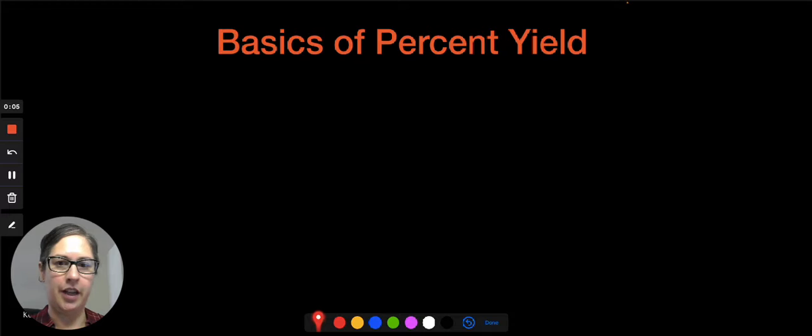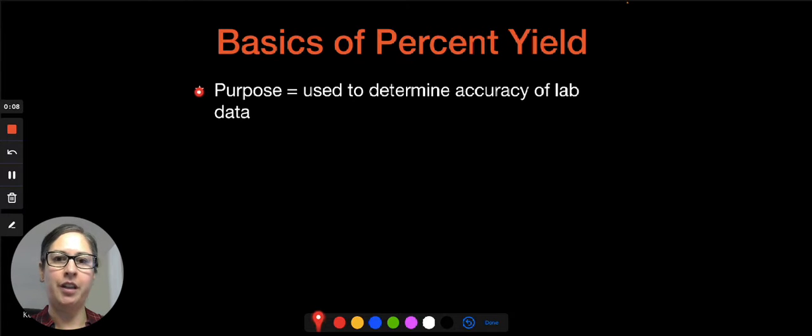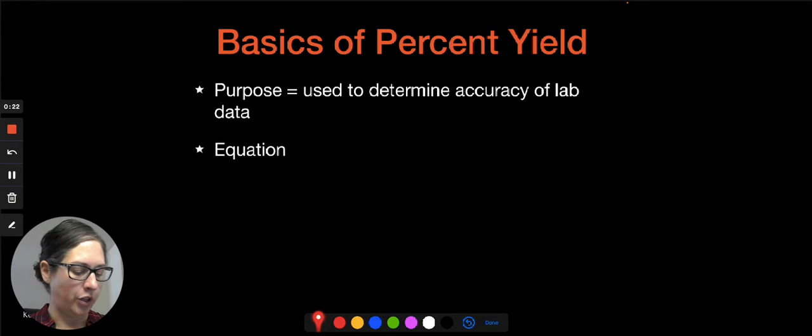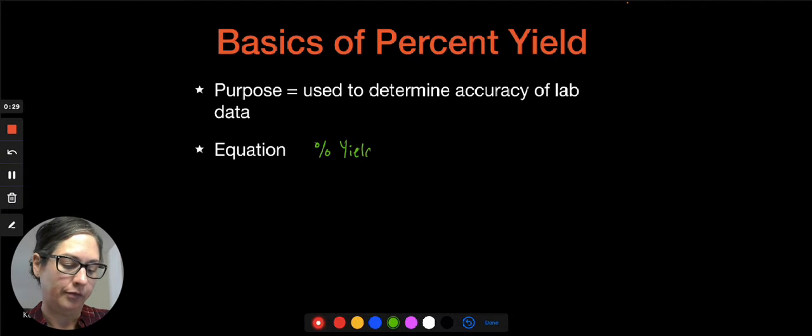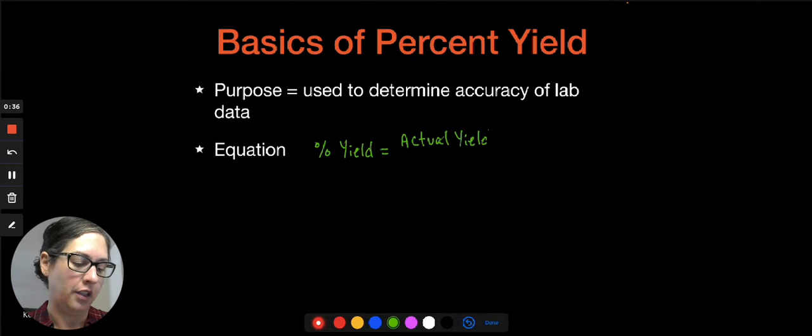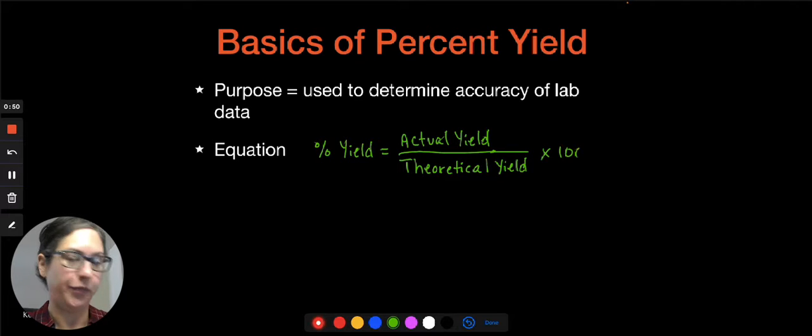So percent yield is an interesting calculation that we use in order to determine the accuracy of our lab data. If we have a known standard or a known value, we can measure all of our data and compare it to what the known value is. We have this equation: percent yield is equal to the actual yield divided by the theoretical yield times 100.